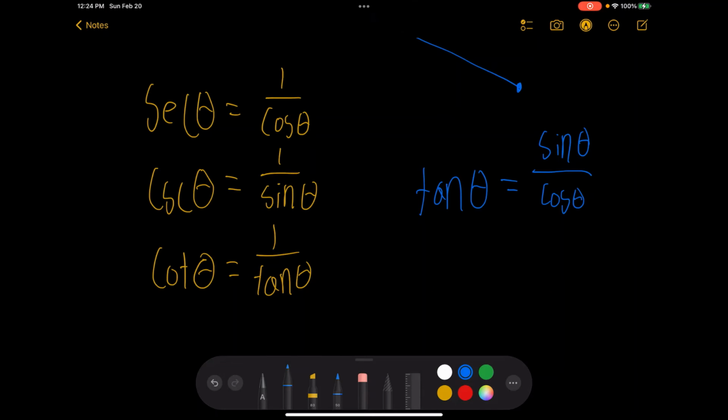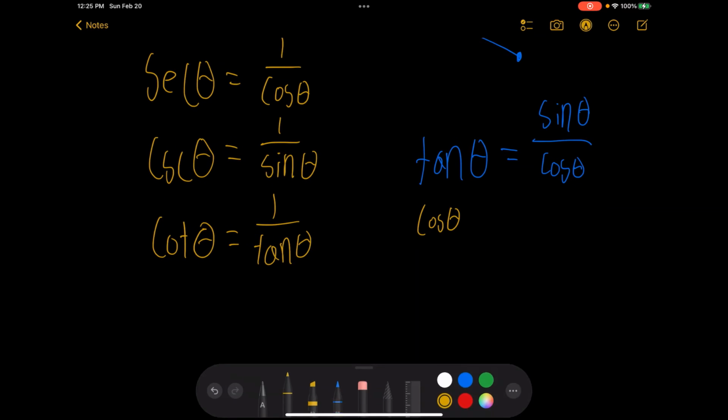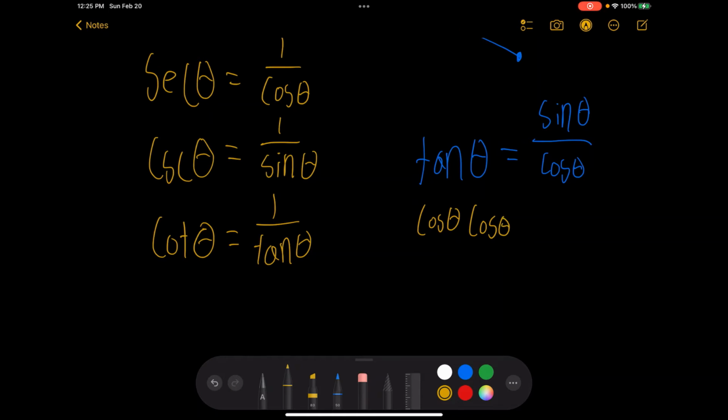So that means you can just use some good old-fashioned quotient rule here, where it's going to be the derivative of your upper function, cosine theta, times the bottom function, cosine theta, plus, because the derivative of cosine theta is minus sine theta, sine theta times sine theta.